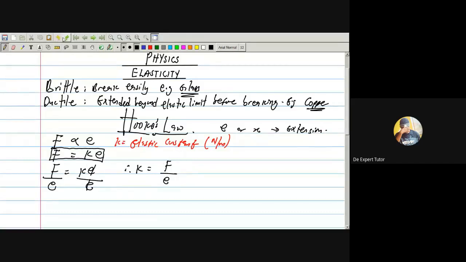So if F over e is a constant, it means that F1 over e1 equals F2 over e2. It means that when a force F1 was acting on the body, the extension produced was e1. And if I change the force and apply another force F2, the extension is e2.